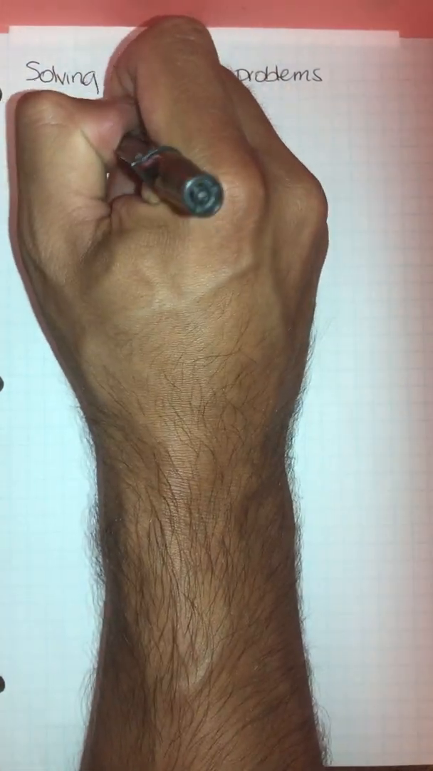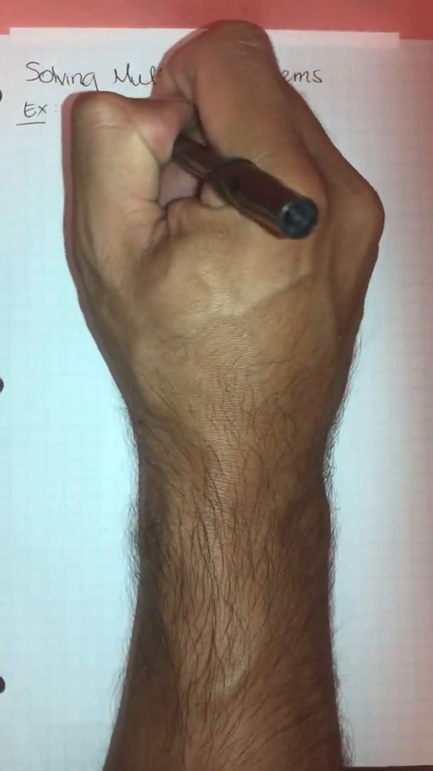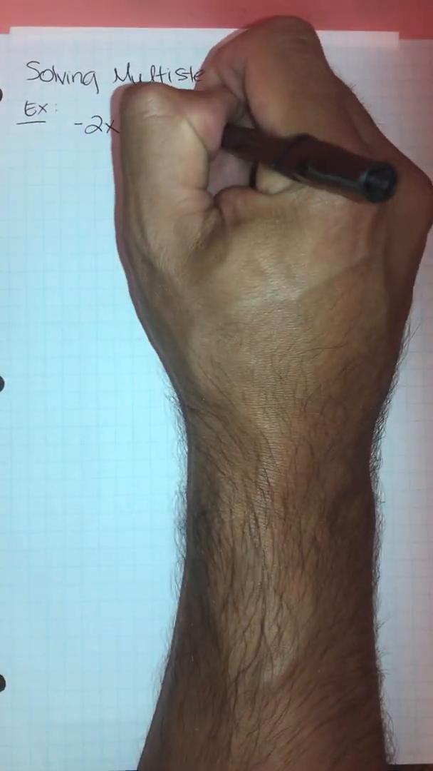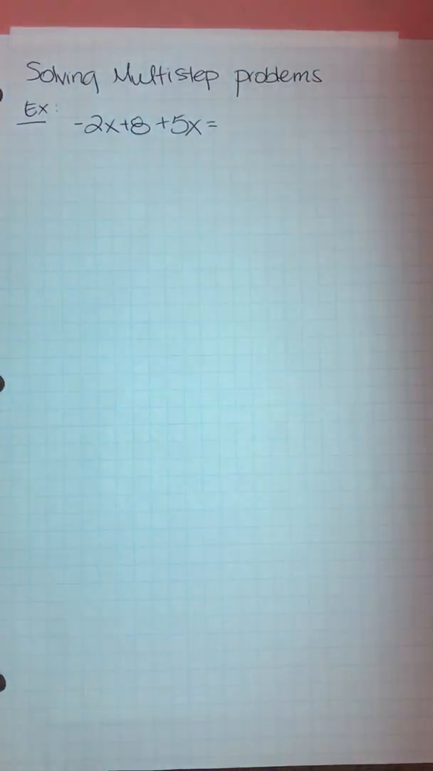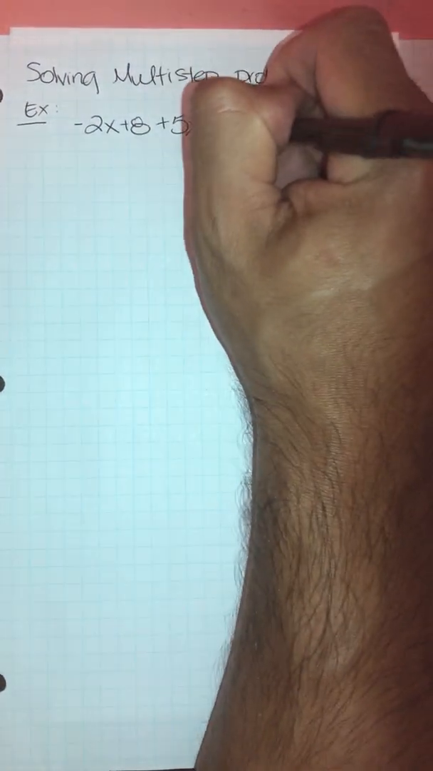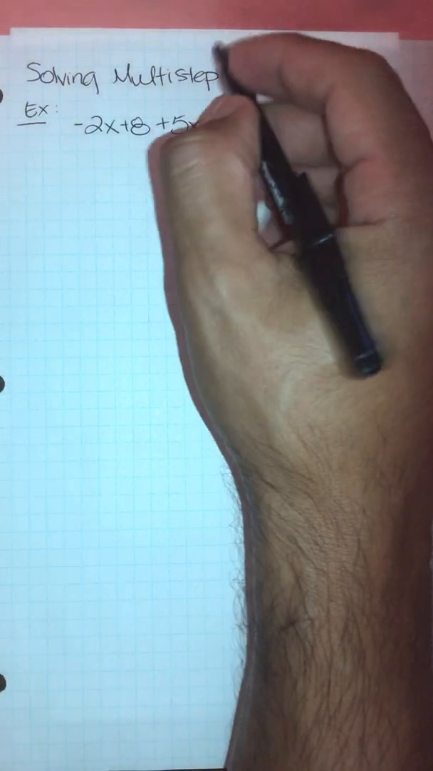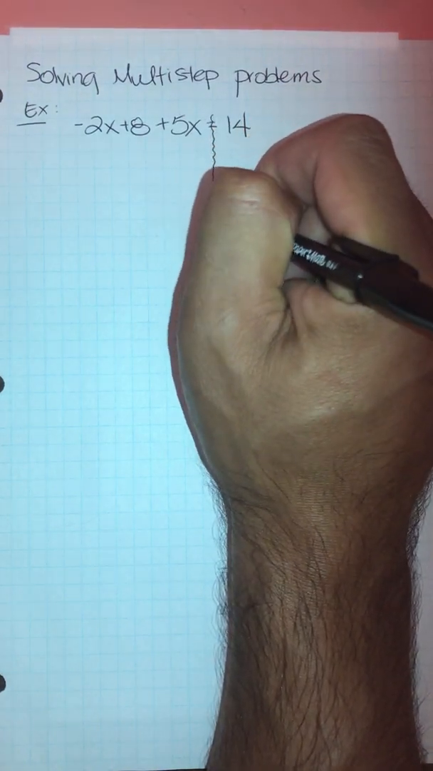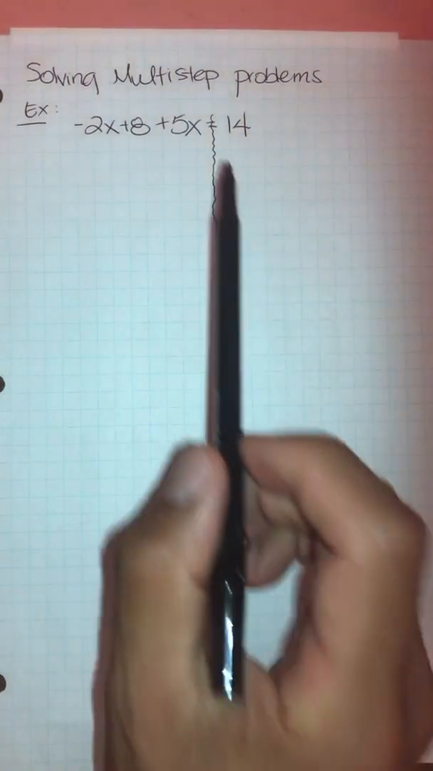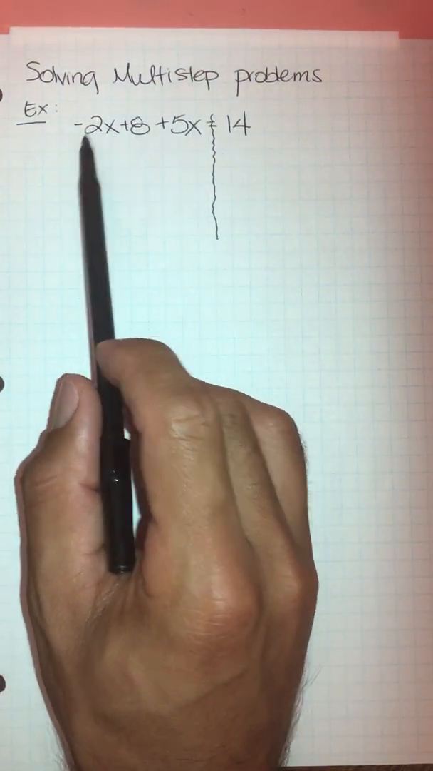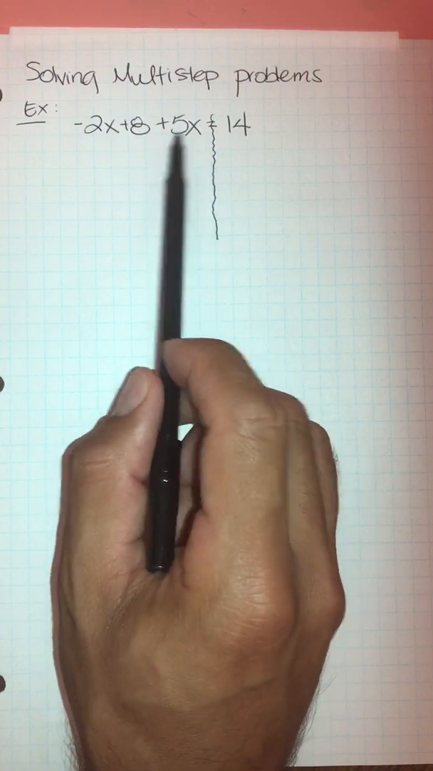we have something along the lines of negative 2x plus 8 plus 5x equals 14. Now here, ladies and gentlemen, as we see on the left side, let's go into our little line. So we're all together with the left and the right side. On the left side, ladies and gentlemen, we see that we have two sets of x's. We have the negative 2x and the positive 5x.